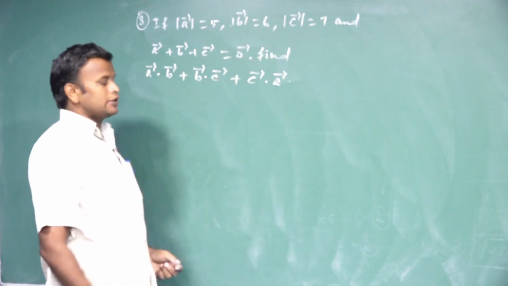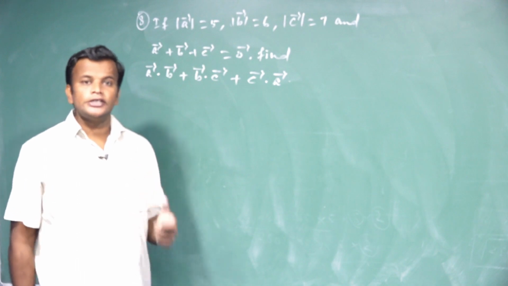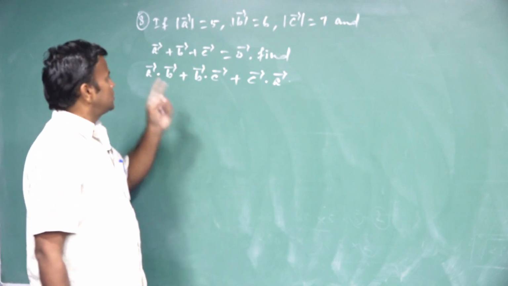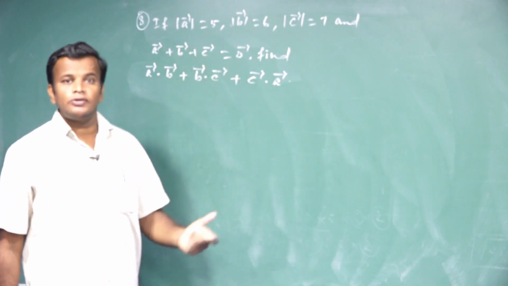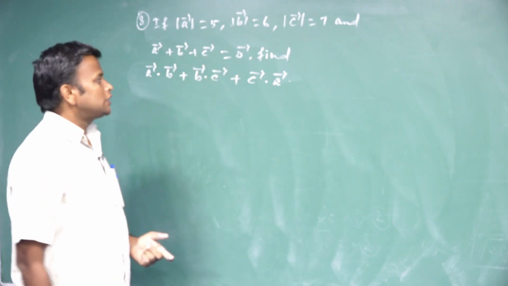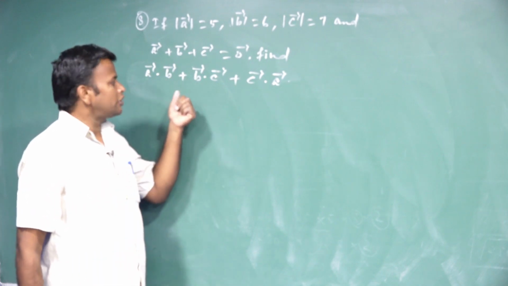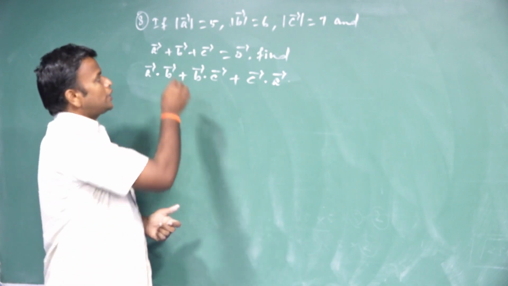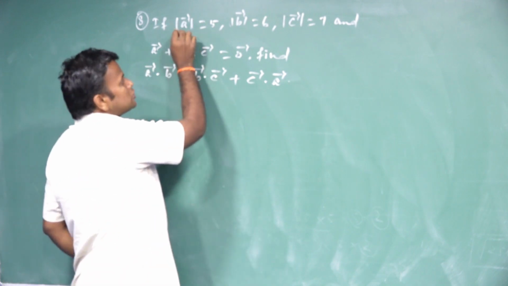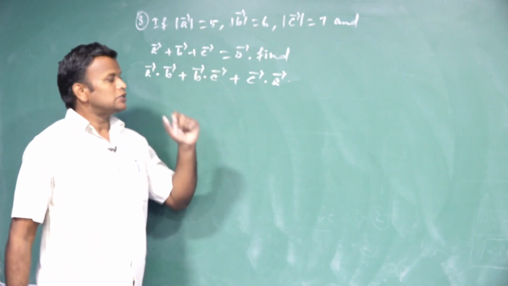These three values are given, and these three vectors also satisfy one condition. The condition is that the sum of vector A plus vector B plus vector C is equal to the 0 vector. Then our question is to find A dot B plus B dot C plus C dot A. Two pieces of data are given: the modulus of vectors A, B, C, and the sum of A plus B plus C.